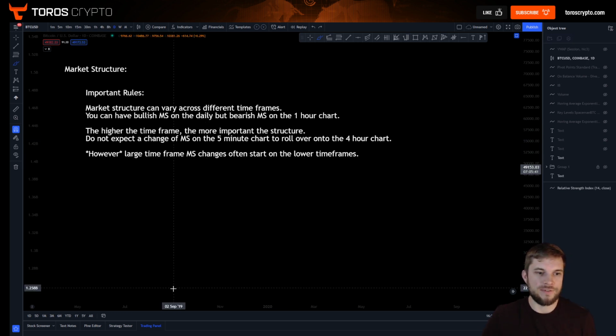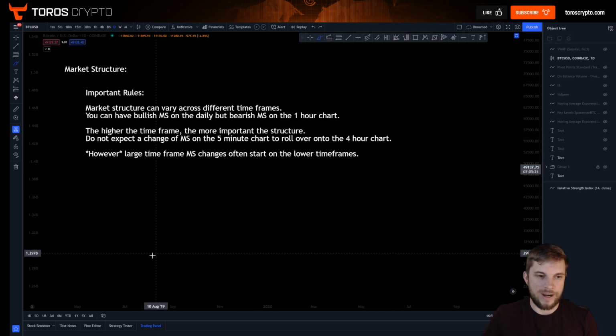For example, again, if you want to take a trade and you're expecting that to last a number of days, you don't want to be taking that trade off of a 5-minute chart, because you've got to be aware of the time frame that you're trading. So the higher the time frame, the more important the structure. Do not expect a change of market structure on the 5-minute chart to roll over onto the 4-hour chart.